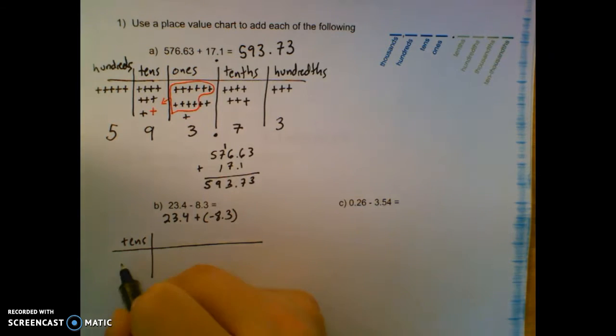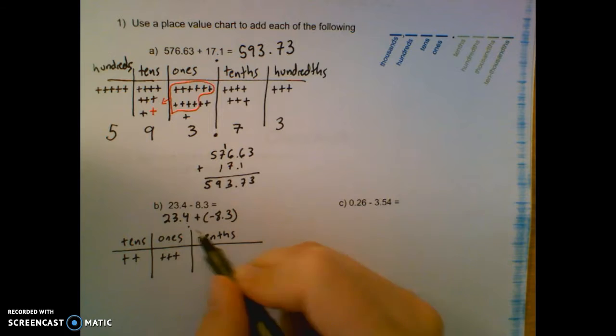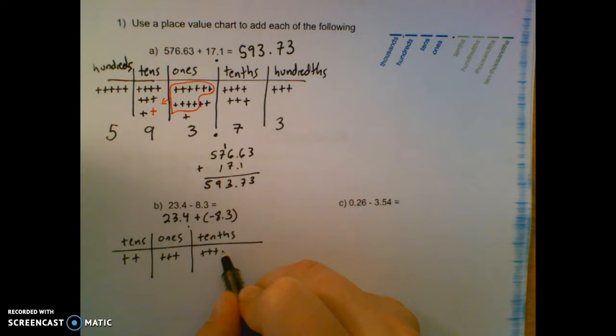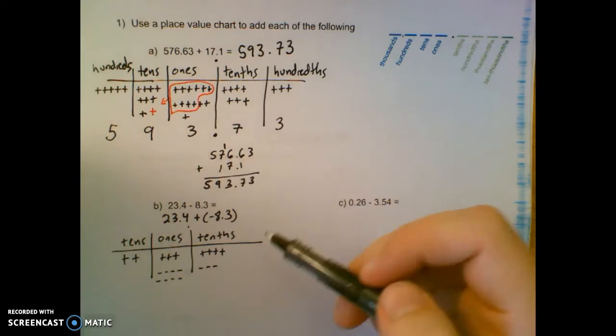So I've got my tens, there are 2 of them, 2 positives. I've got ones, there are 3 positives. I've got tenths. There are 4 of those. 1, 2, 3, 4. Now I'm going to add my 8.3 negatives. That's 8 negatives here, 8 negative ones. 1, 2, 3, 4, 5, 6, 7, 8. That's 3 negative tenths. And now I can just make 0 pairs like I always have.